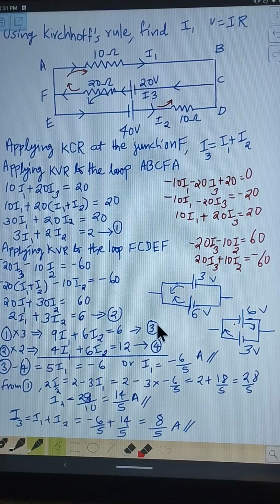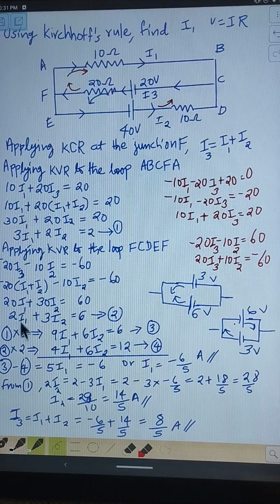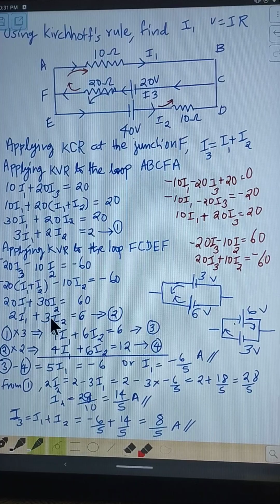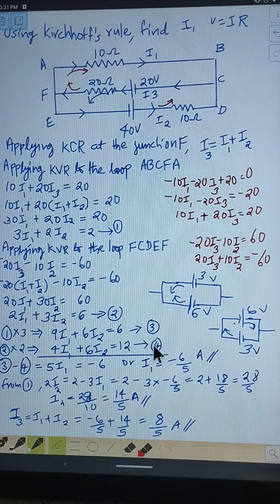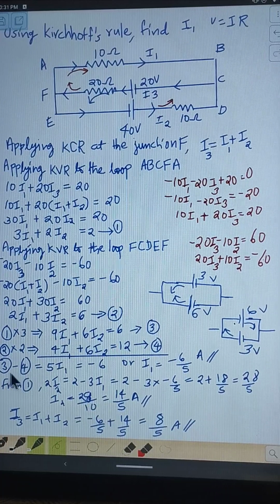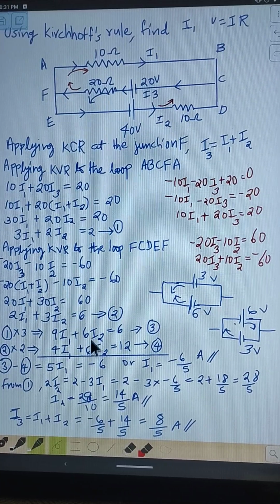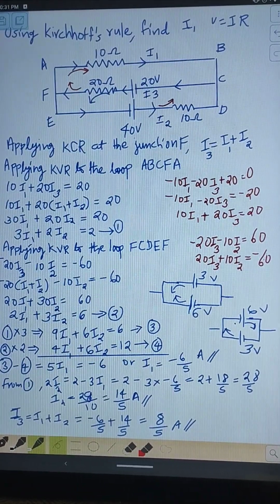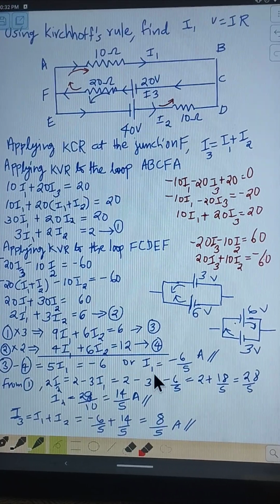New equation we are giving as equation 3, and equation 2 is taken and it is multiplied by 2. 2 into 2, 4I1, 2 into 3, 6I2, like that, and that is named as equation 4. And comparing 3 and 4, we can find these I2 terms are same. So if you are subtracting 4 from 3, I2 terms can be eliminated. So 9 minus 4, 5I1, I2 terms can be eliminated. 6 minus 12 is minus 6, and I1 can be calculated.